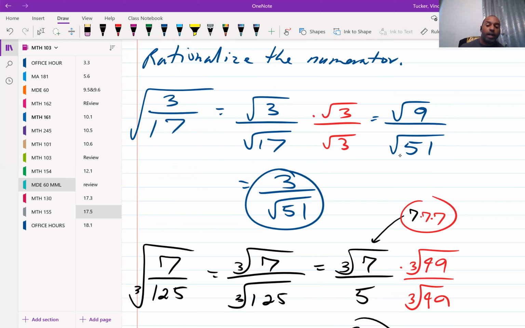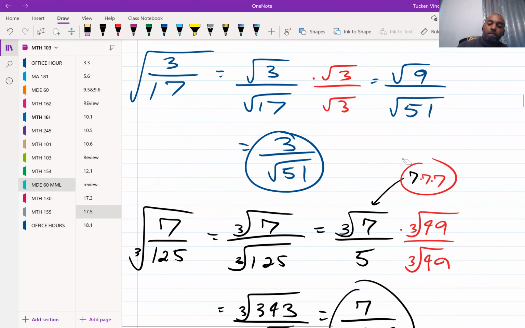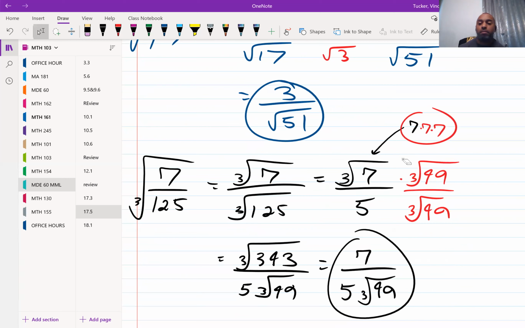7 times 7 is 49. So that's why we multiply top and bottom by the cube root of 49. Remember, in order for it to be a perfect cube, you have to have 3 of that number. If it's a square root, it has to have 2 of those numbers. If it's a fourth root, you need 4 of those numbers. All right, so we multiply top and bottom by the cube root of 49. 7 times 49 is cube root of 343, which simplifies to 7. Then in the bottom, 5 cube root of 49.